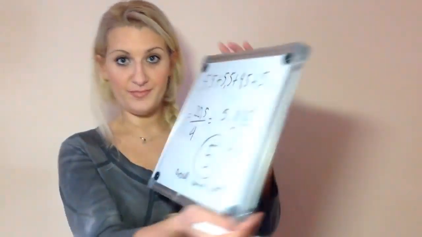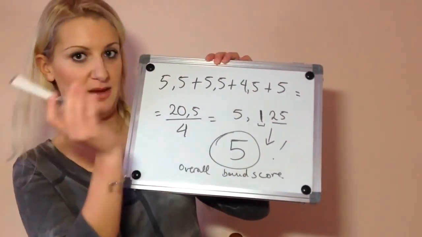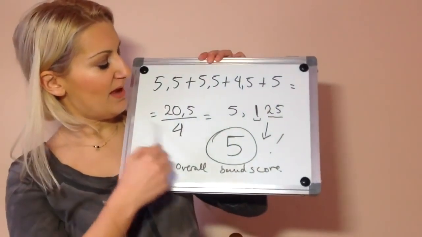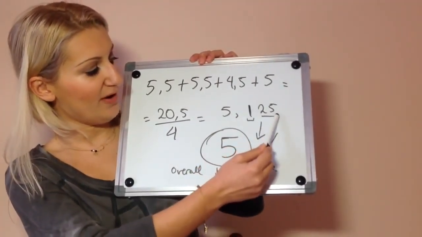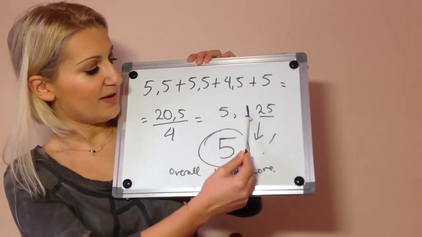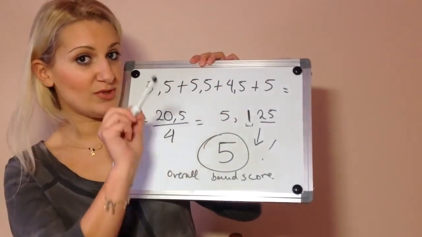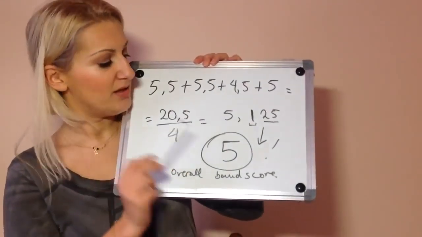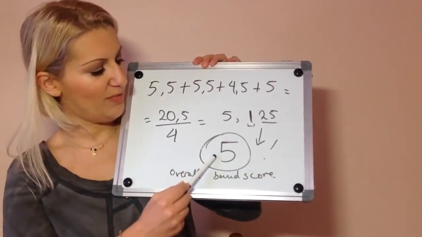However, if you achieve a 5.5 in listening, a 5.5 in reading, for example, a 4.5 in writing, and a 5 in speaking, then the average comes out to be 5.125. We have .25 in the end, but there is a 1 over here. In this case, and in this case only, we do not round up to the next half band score, as we said in the previous example, but we round down to 5. Okay? This is your overall band score.